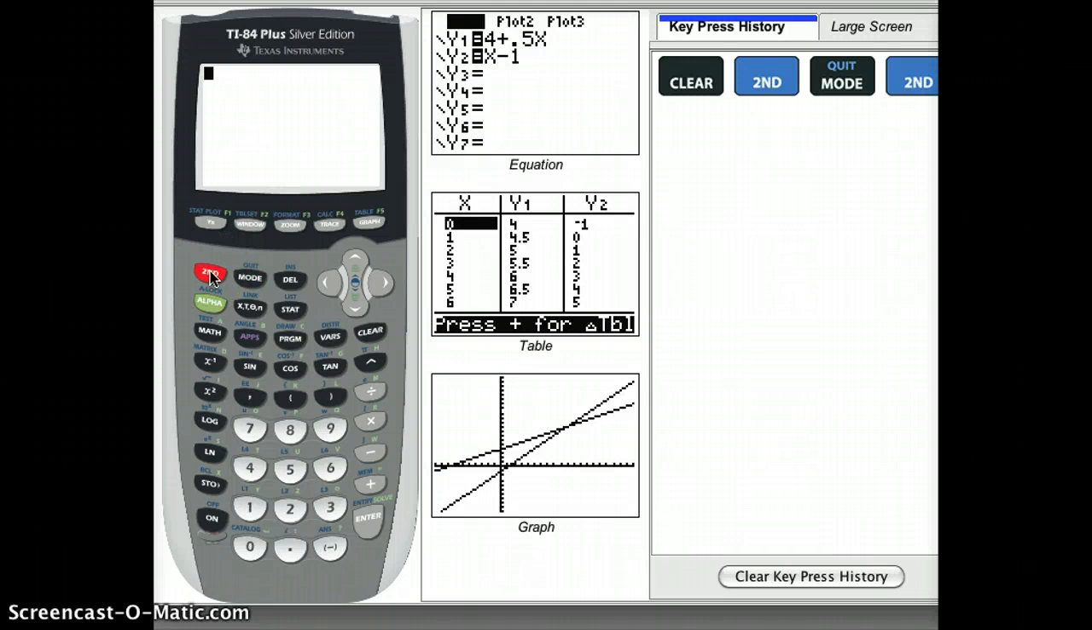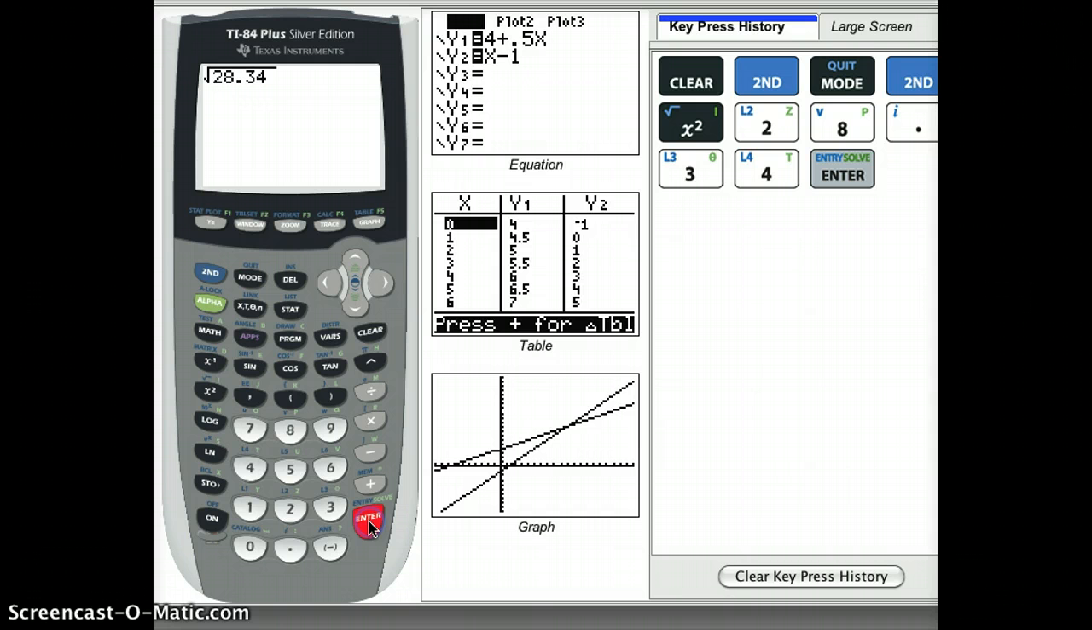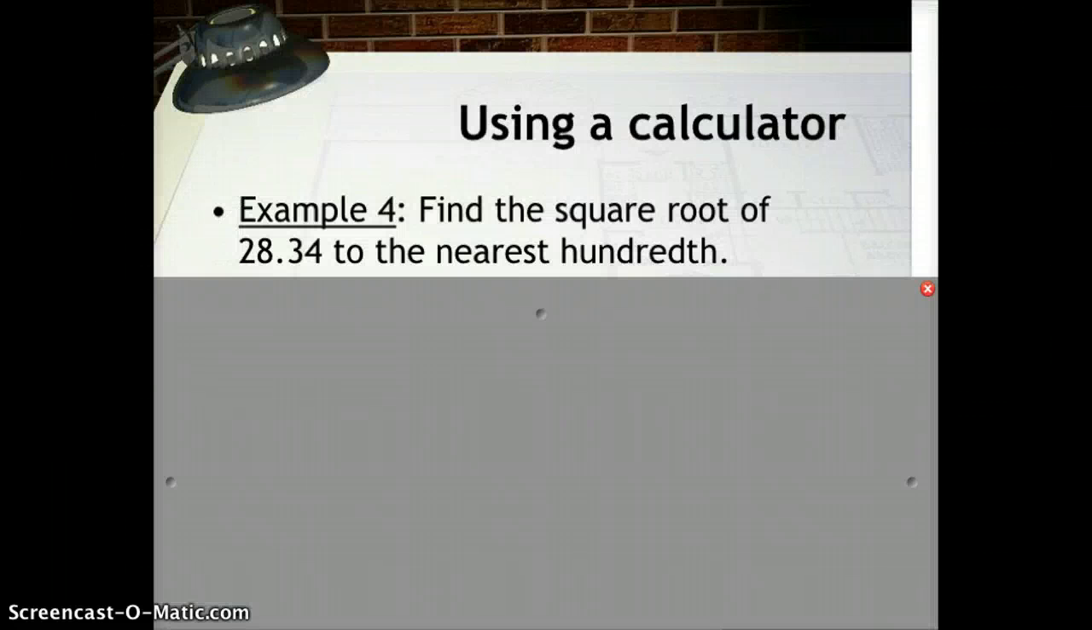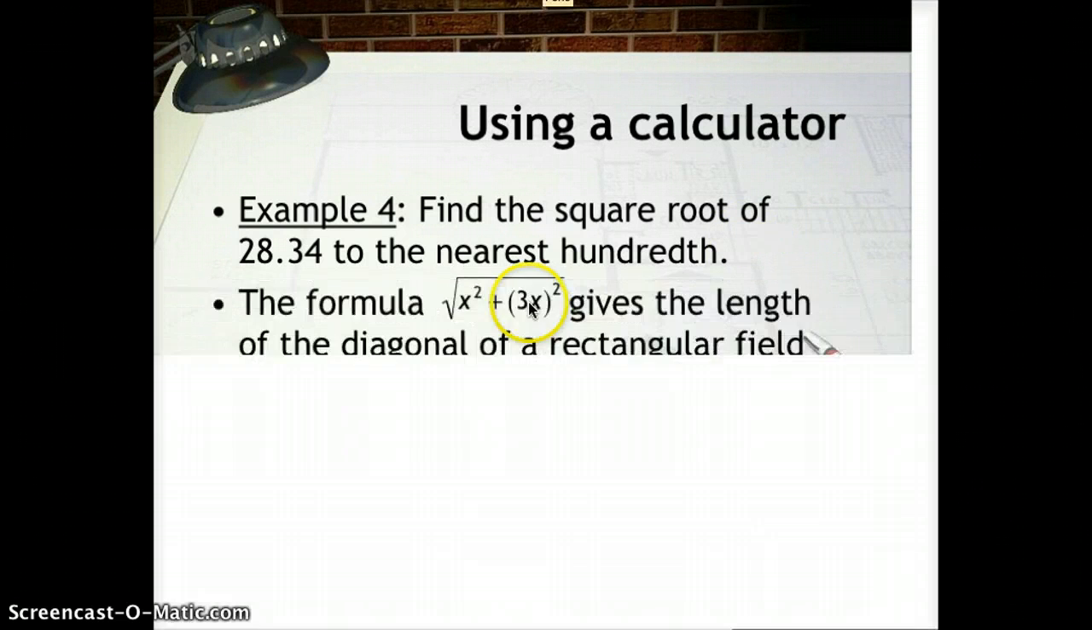I'll press the second key and then the x squared, and that will give me a square root symbol, and then I can put in 28.34, enter it, and you can see it's about 5.323. I'm asking for hundredths, so I'm just going to that second place, the 5.32, and that's my estimate. So it's going to be about 5.32. That's how you can use a calculator for it.